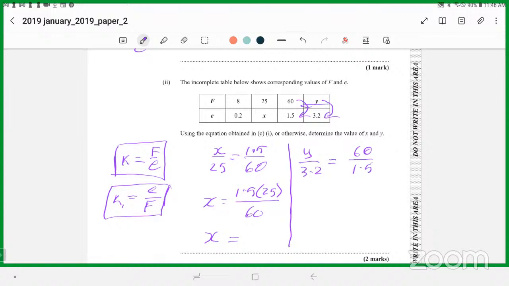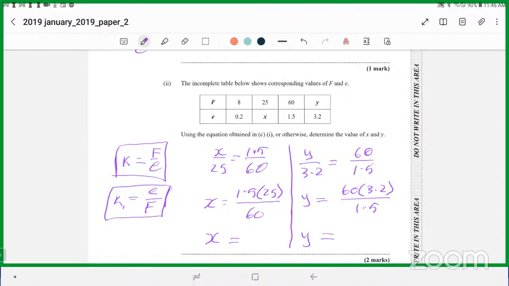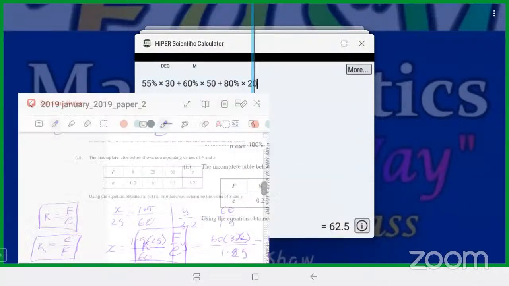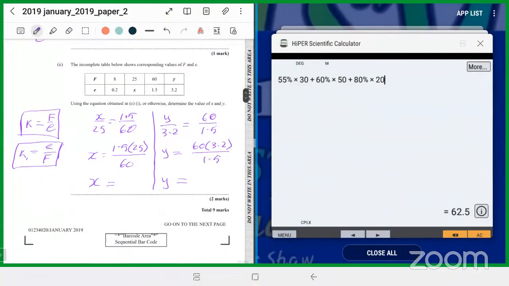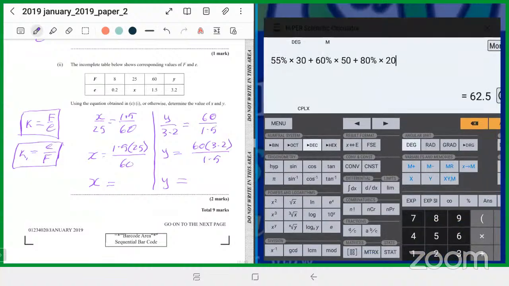That's the easy way to do the mathematics, because this question is not asking us for the value of the K. So in this case, the Y, just multiply the 3.2 up here, will be equal to 60 times 3.2 divided by 1.5. And I get my Y value that way. All right, let's do the calculations now. Quick and fast. If you do it another way and get the same answer, no problem.